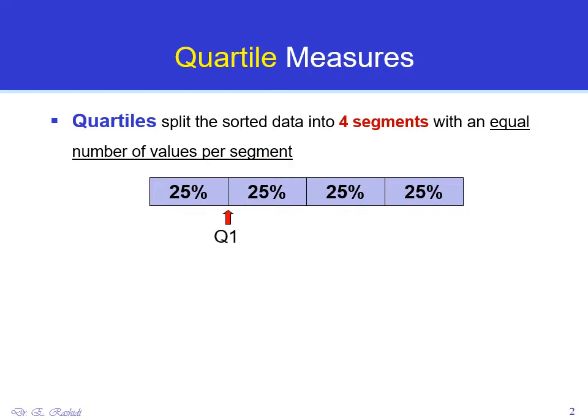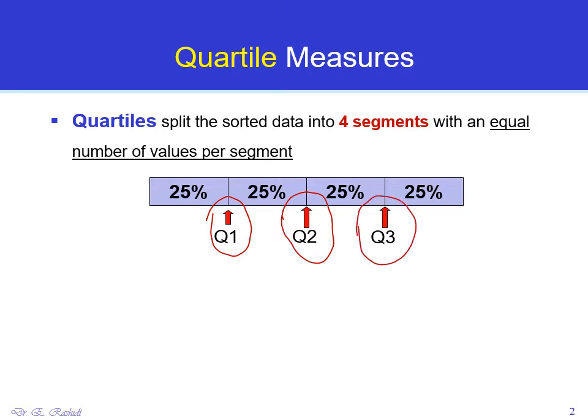So we actually call these quartiles, and quartiles come from the quarter because it divides by 4. As you see here, we have 4 segments. So that's why each of these is called a quartile. This is called the first quartile, the second quartile, and the third quartile.